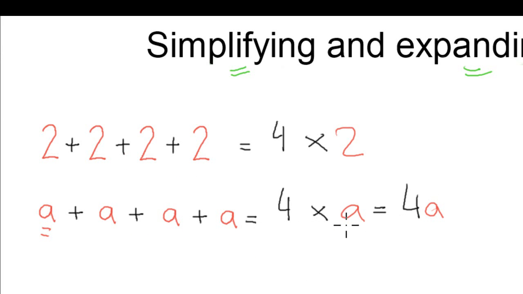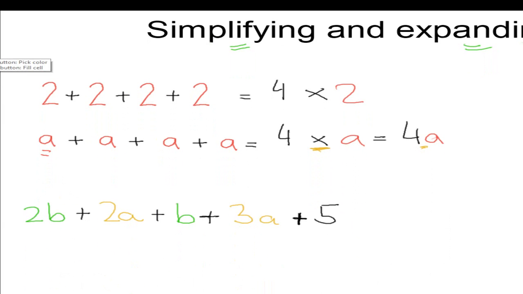If there's a letter and a number, we don't write the times between. We just write 4a, but that basically means 4 times a. Right, so now we've got that shortened and simplified. How about if it's a bit more confusing, or if it's a bit longer?